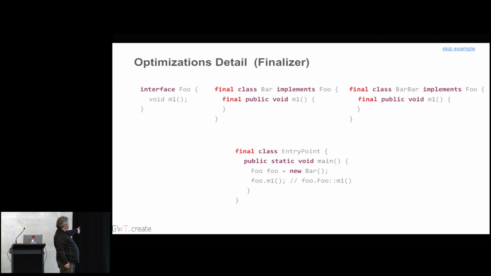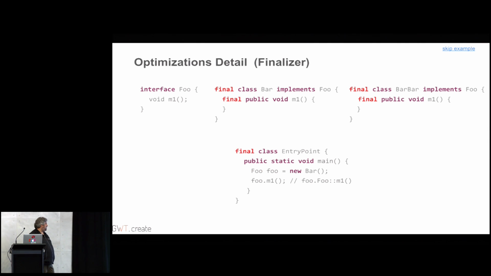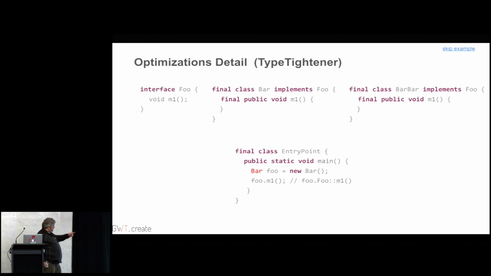So we run the finalizer. We detect these classes don't have any subclasses, so they are final. We detect that these methods are not overridden, so they can be marked as final. The entry point can be marked as final as well. Second pass, type tightener. When we go through the method in this small example, we find that foo equals new bar. So the type tightener discovers that foo is only assigned an object of type bar, and marks that by changing the type of the variable foo.